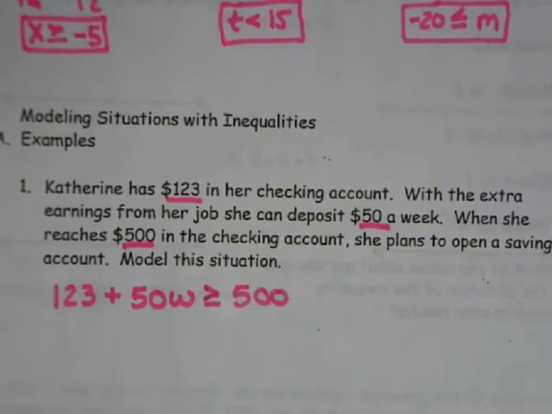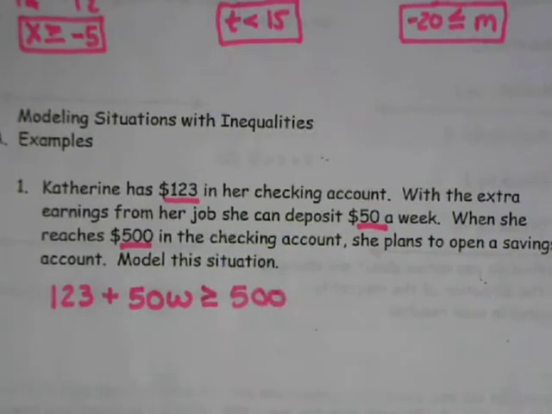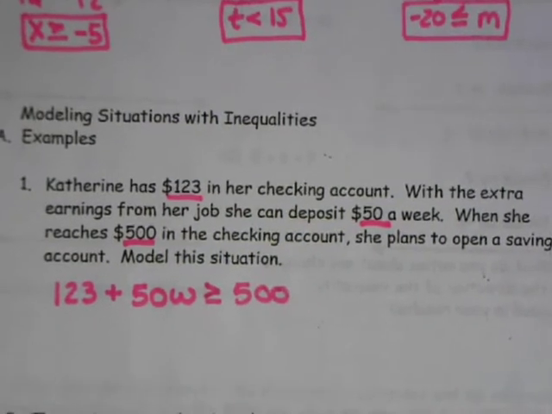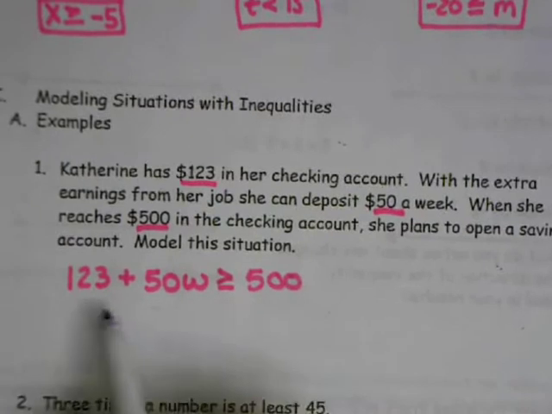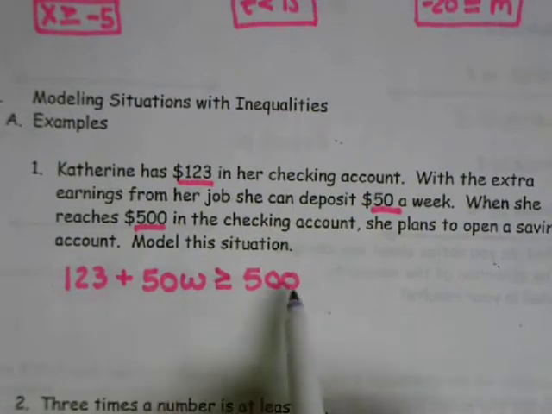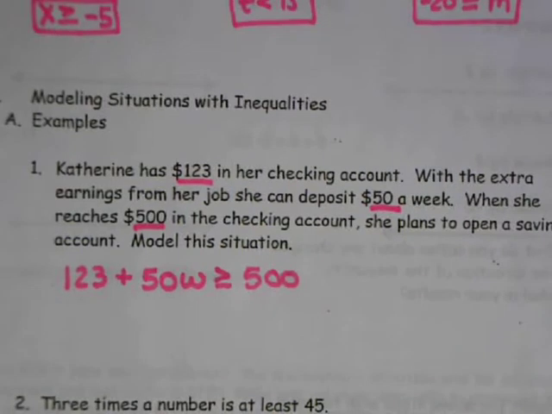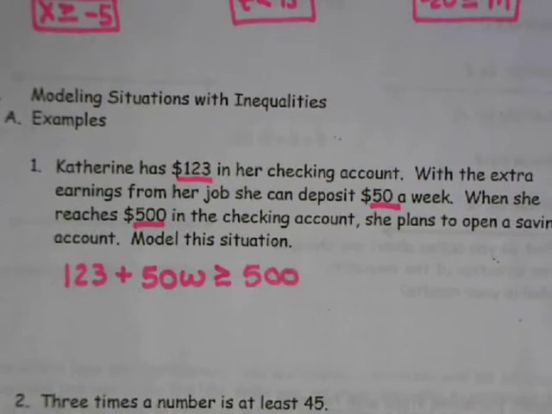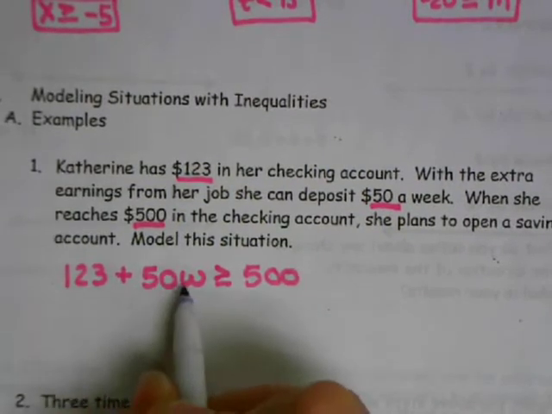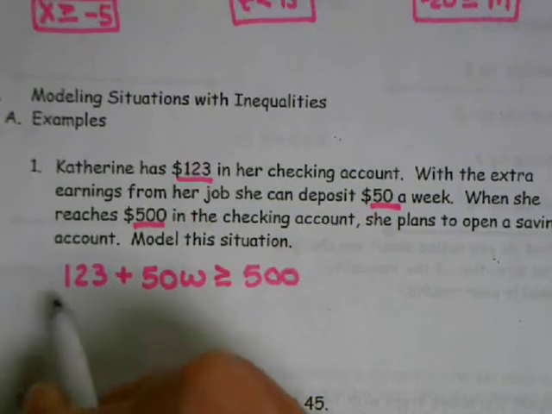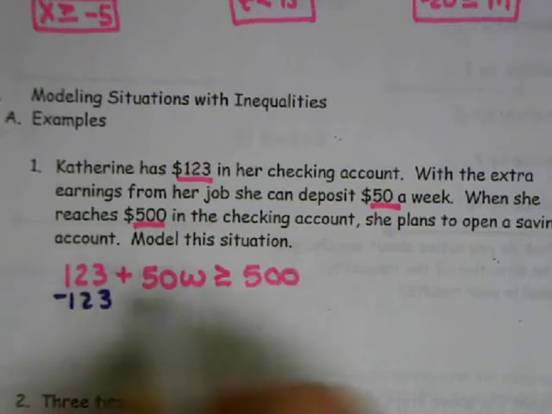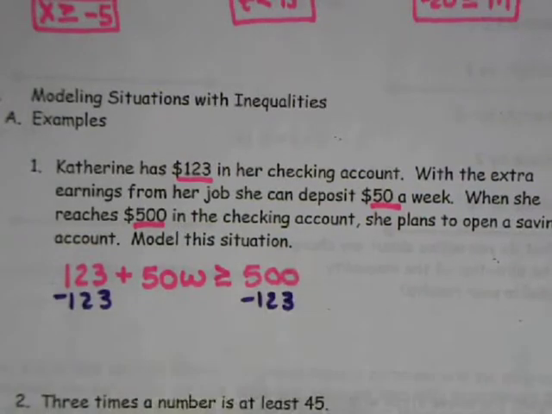Now, it doesn't ask us this, but what I'm asking us is how many weeks would it take her to get up to at least 500? Let's see. Let's solve this. Now, this is actually going to be a two-step inequality. We'll do some more practice with this next, but I think you guys can see what to do. Right? How do we get rid of everything except for the W? Let's get rid of the adding, subtracting first. Subtract 123 from both sides, right?